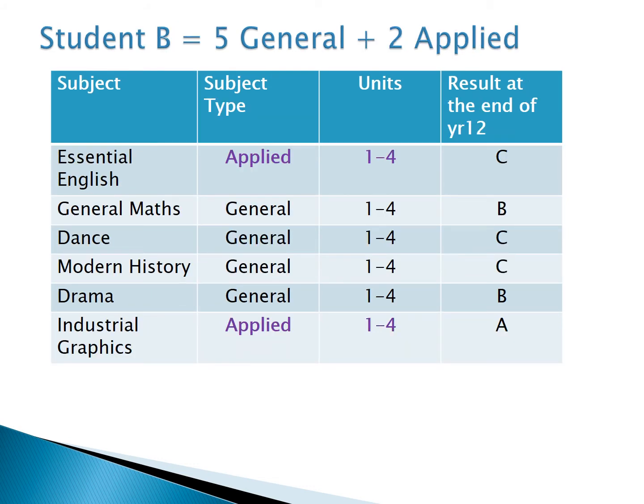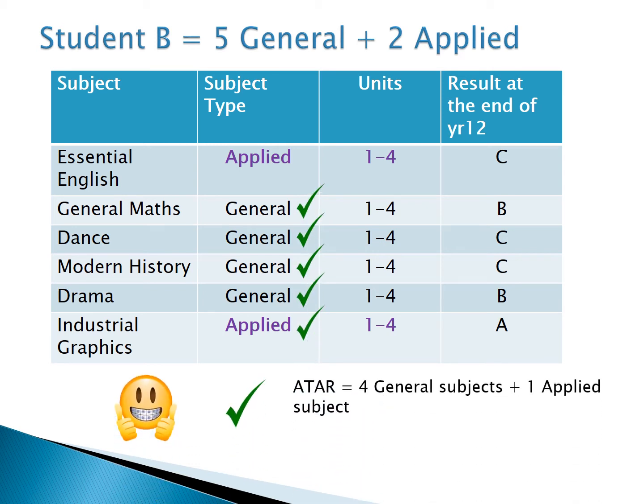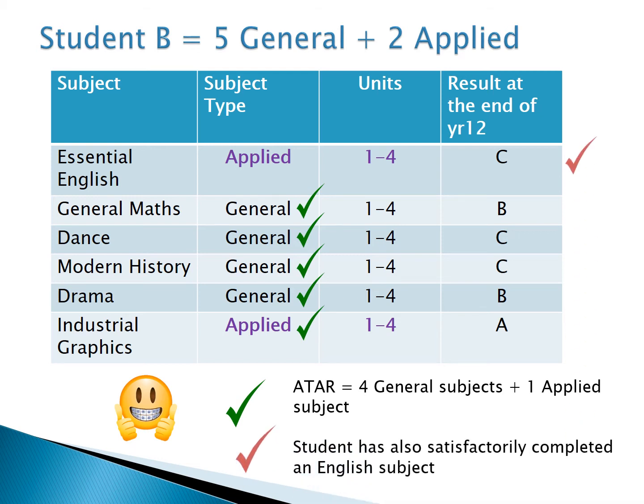Now in this example, we have a student that's doing 4 general subjects and 2 applied. So this student will get an ATAR. They've got the 4 general subjects and 1 applied, and they have also passed English.